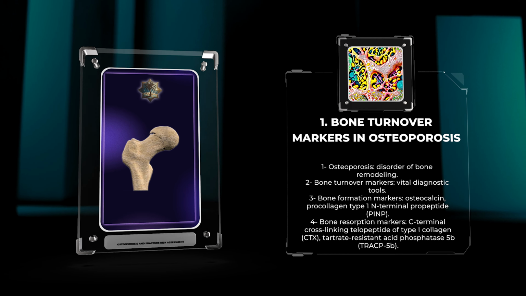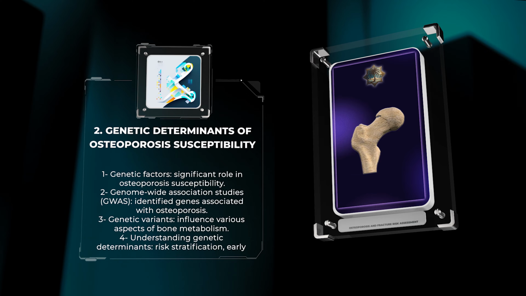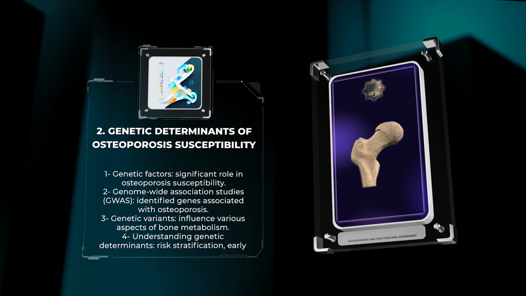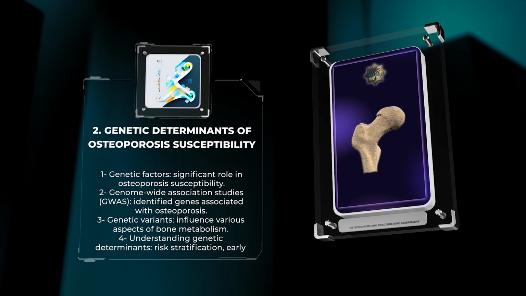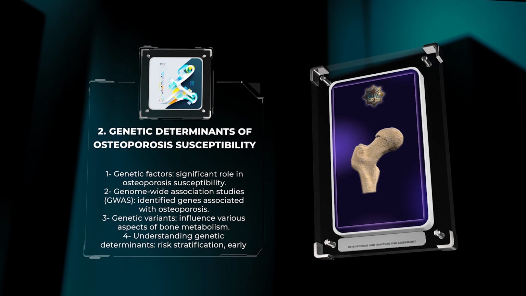Moving on to our next topic. Genetic factors play a significant role in osteoporosis susceptibility, accounting for approximately 70 to 80% of the variability in bone mineral density, BMD. Genome-wide association studies, GWAS, have identified several genes associated with osteoporosis, including but not limited to the vitamin D receptor, VDR, estrogen receptor alpha, ESR1, and the low-density lipoprotein receptor-related protein 5, LRP5.